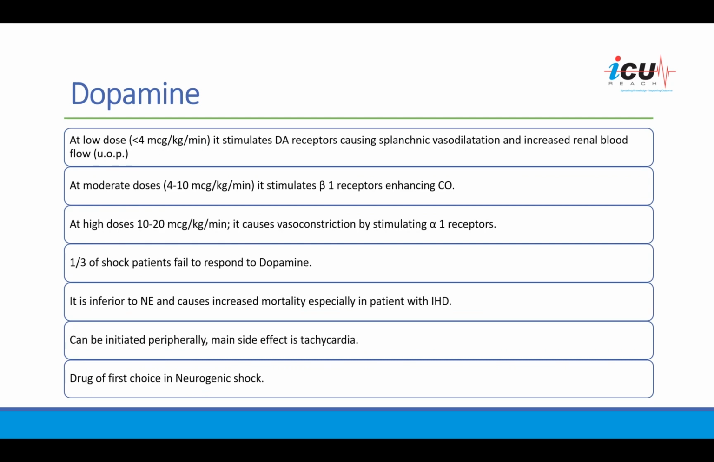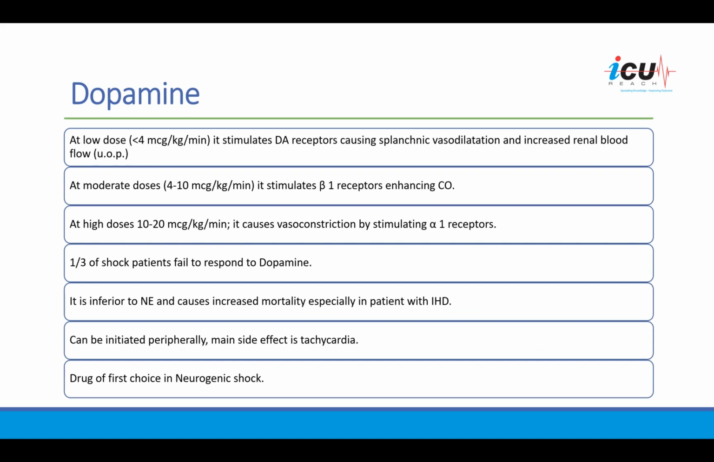Dopamine at a low dose, less than 4 to 5 mics, stimulates dopaminergic receptors and causes splanchnic vasodilatation and increased renal blood flow. At moderate doses, 5 to 10 mics per kg per minute, it stimulates beta-1 receptors and increases cardiac output. When the dosages are more than 10 to 20 mics per kg per minute, at that time vasoconstriction is the result of stimulation of alpha-1 receptors.